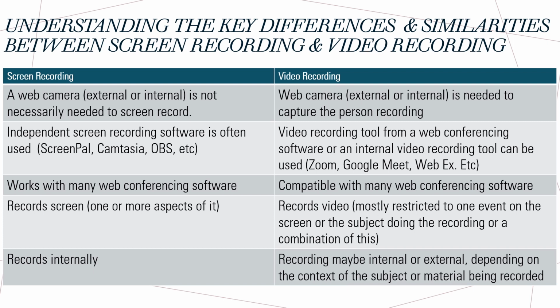A few other differences to note: when you're screen recording, you're recording the screen. When you're video recording, you record in video, but it's restricted to one event on the screen or the subject doing the recording or a combination of these. When you're screen recording, you're recording internally, and when you're video recording it may be internal or external, depending on the context of the subject or material being recorded.